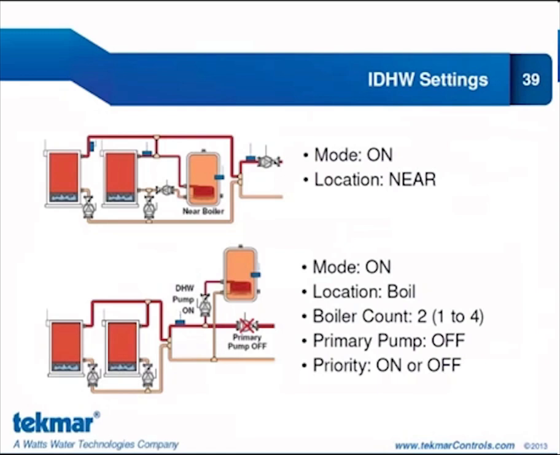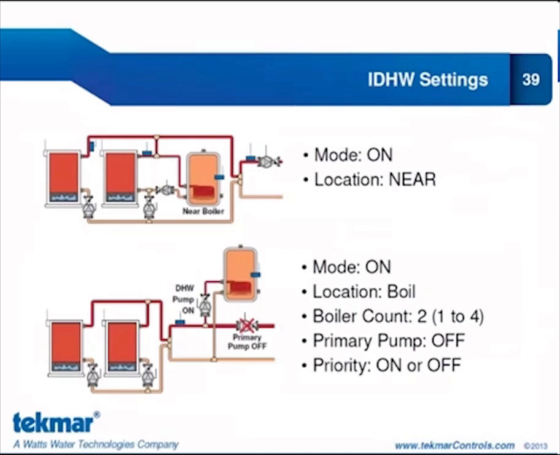Taking a look at the bottom image, this time we don't have near boiler piping, we have boiler system piping. As soon as we set our location to boiler, then we have access to more settings. The first being, how many boilers should we operate to generate heat for domestic hot water? Now, I've chosen two here, but I could have chosen one. If I had more boilers, I could go up to four.